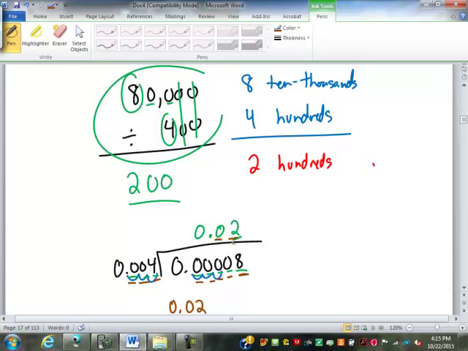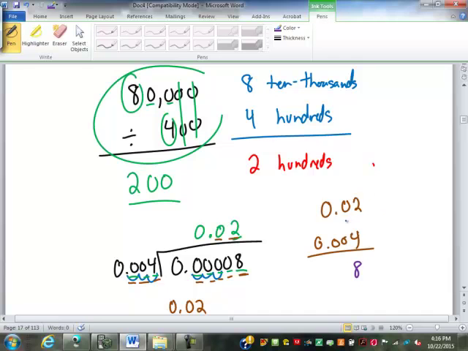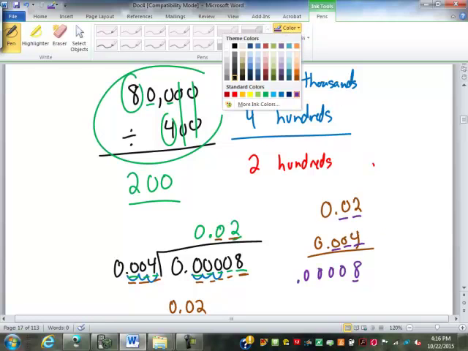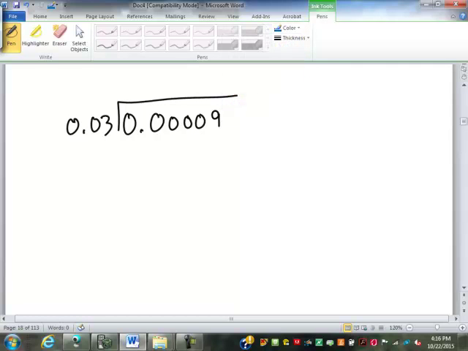Why? Well, just remember, division and multiplication are the same operation in reverse. If I multiply 0.02 times 0.004, 2 times 4 is 8, and then I add the decimal places. 1, 2, 3, 4, 5. So when I go the other direction, it would make sense that I'm subtracting the decimal places. So try that one. See what that one's going to come out to be.